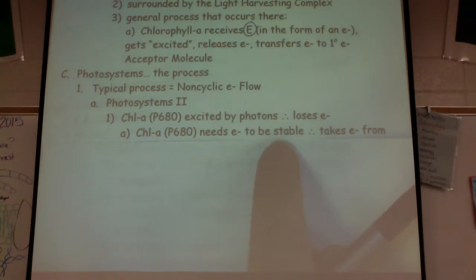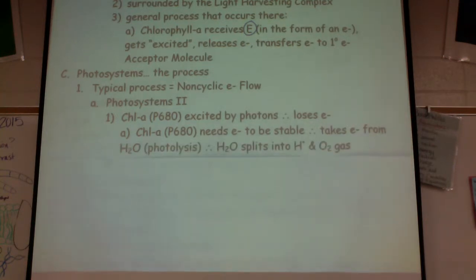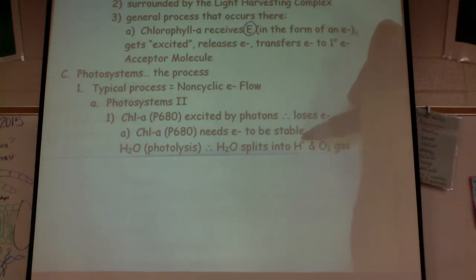Those then need to be stabilized. Chlorophyll A without its electron is very unstable. Therefore, it's going to take some electrons from water that's nearby and split that water molecule to steal an electron, which releases hydrogen ions, which are going to be helpful, remember the electrochemical gradient, where we're doing that photophosphorylation, you're going to need that. And then oxygen gas, thank goodness for us, because, well, we like to live, okay?